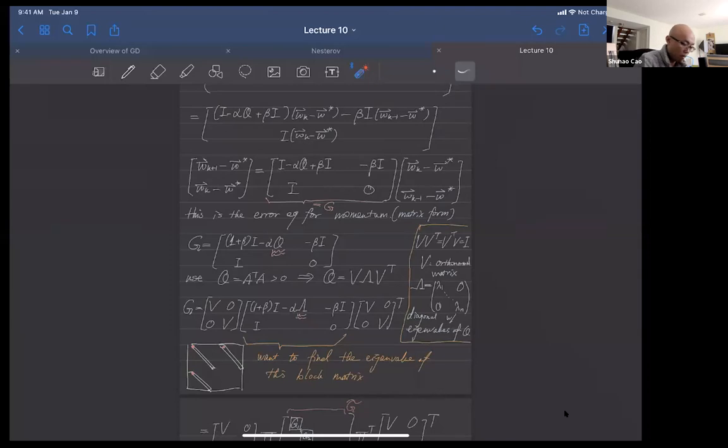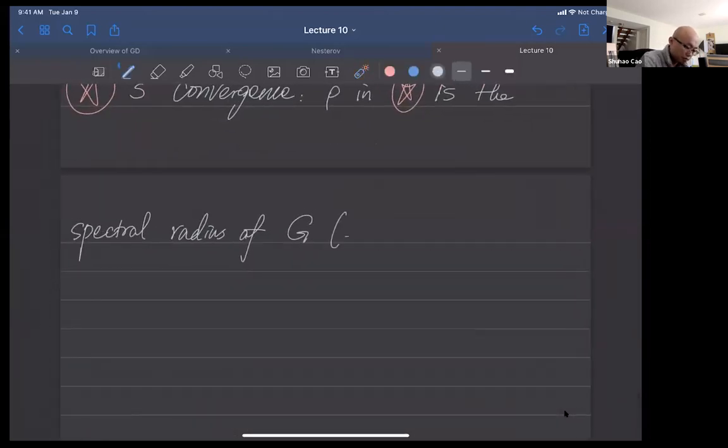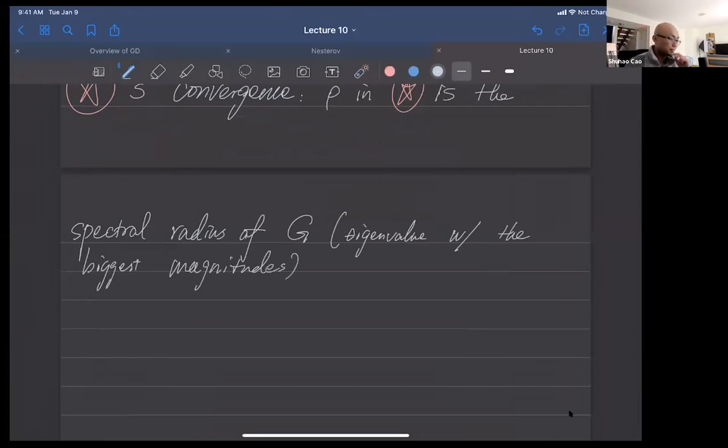That is, the eigenvalue with the biggest magnitude. In 449, every matrix we've computed had real eigenvalues, so essentially the spectral radius was the maximum positive eigenvalue. However, in our case here, we'll first see a complex eigenvalue. So let's try to solve it.